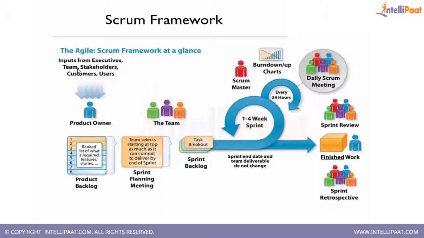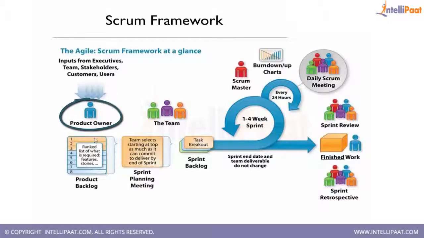You all must have by now already seen at least this or a similar kind of diagram showing certain roles, certain kinds of events or meetings, and certain deliverables, input and output kind of stuff. If we look at this, we see there are inputs from executives, teams, stakeholders, customers, end users, etc. So basically requirements, basically these are market needs. And there is this guy, his name is product owner. He is responsible for absorbing all the inputs from various stakeholders, and he is creating a requirements document which is called the product backlog.